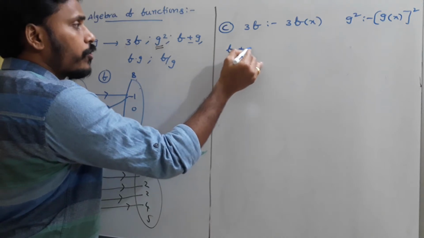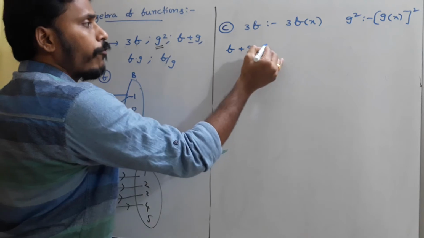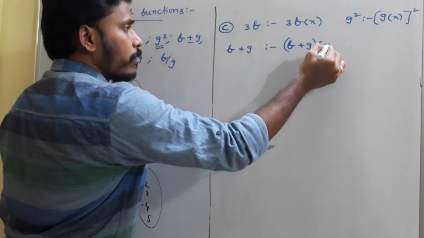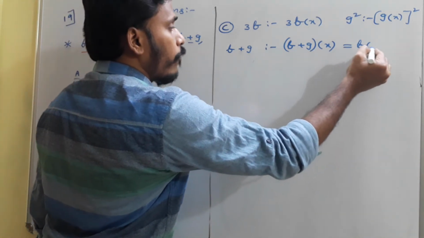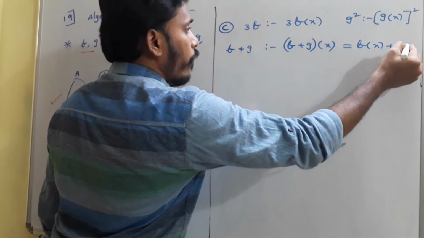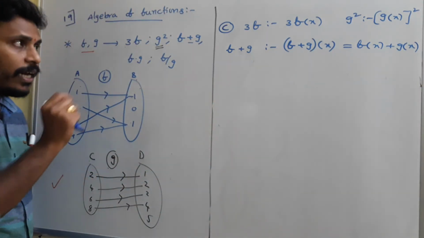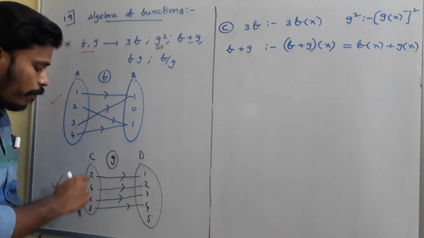Now f plus g. The function f plus g is simply (f plus g)(x), and that is again simply f of x plus g of x. We need to add the elements, right? So with that idea, we need to calculate f plus g for each and every element in the domain.